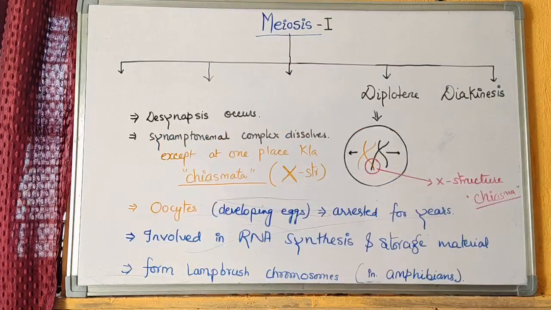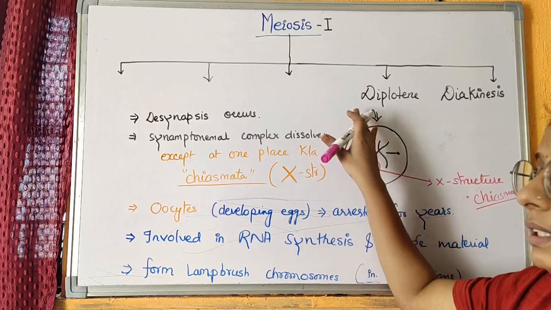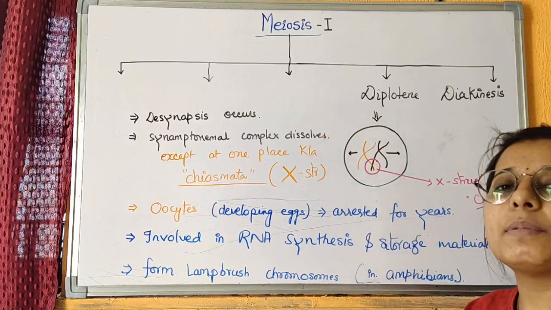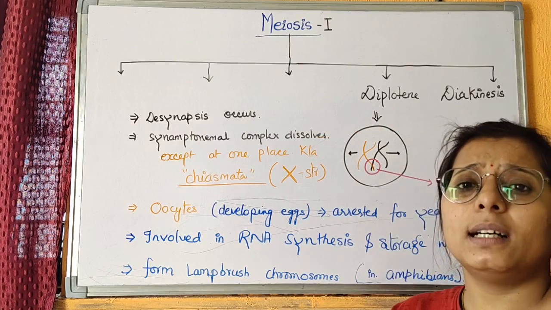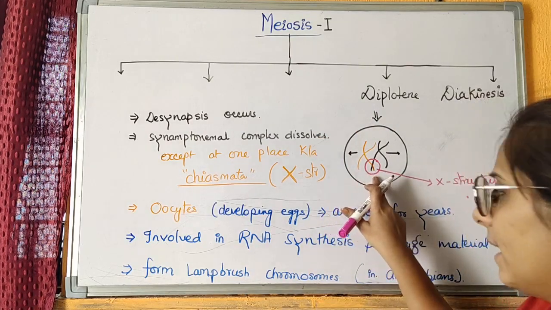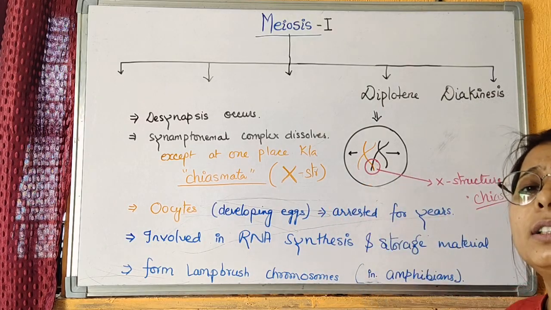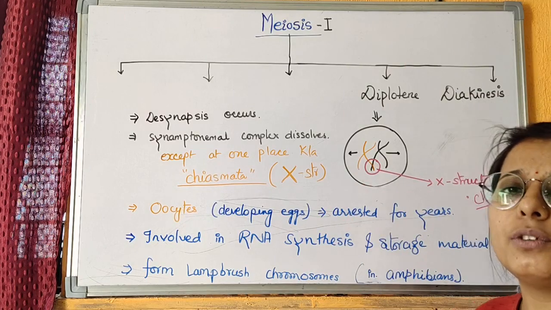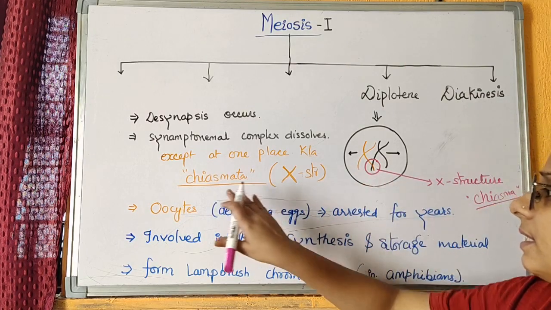The fourth sub-stage of prophase 1 is Diplotene. In diplotene, desynapsis occurs, or the dissolution of the synaptonemal complex occurs, except at one position that forms an X structure called the chiasmata, where the two non-sister chromatids of two homologous chromosomes are attached, and this is called chiasmata.